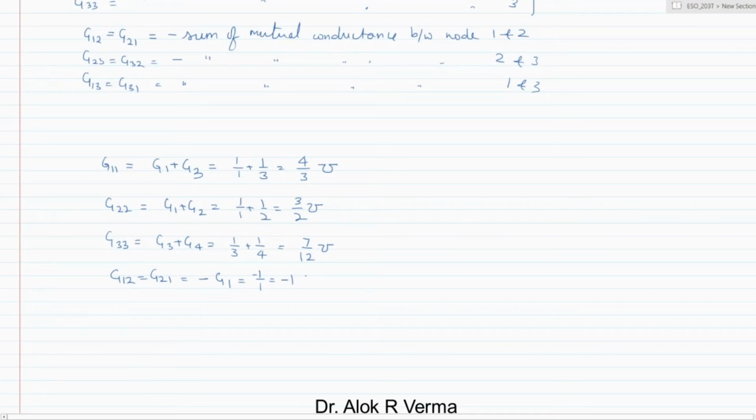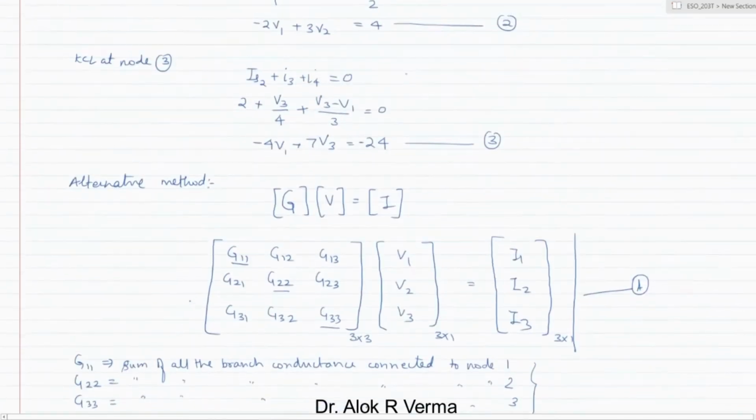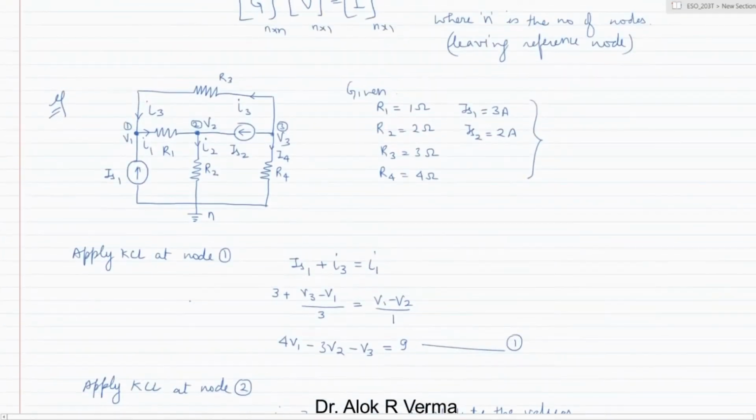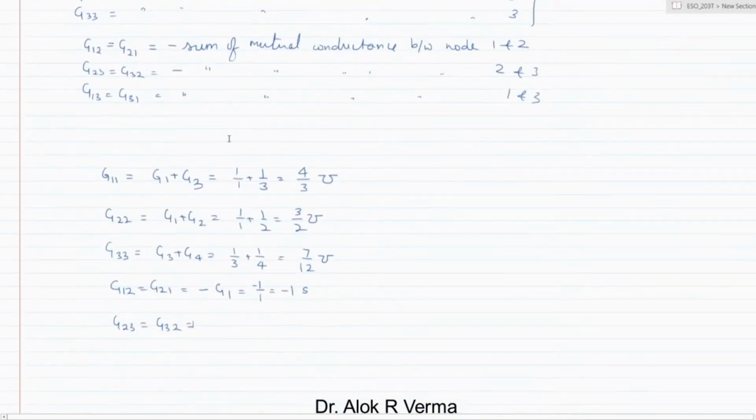Or you can represent it by Siemens S. Mho or Siemens is the same unit for conductance. G23 or G32 is nothing but the sum of conductance which is common to branch 2 and 3. So if you go to the circuit between node 2 and node 3, there is a current source, but there is no conductance between these two nodes, so the term will be 0.